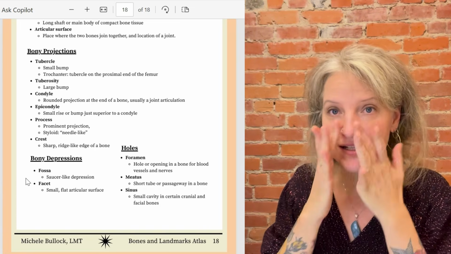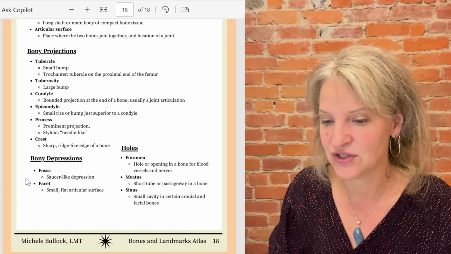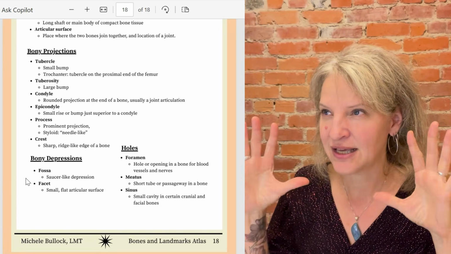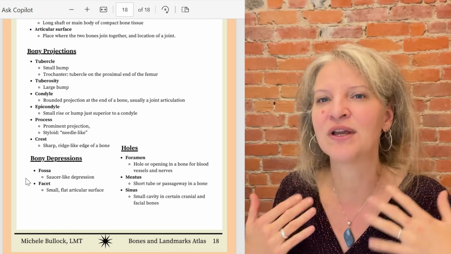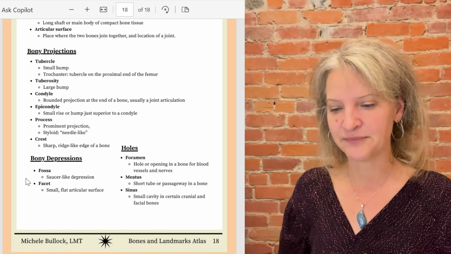And then we have the sinuses in our face, which are for catching. There's mucous membranes in there for catching all that stuff to keep it from going into the rest of our respiratory system.